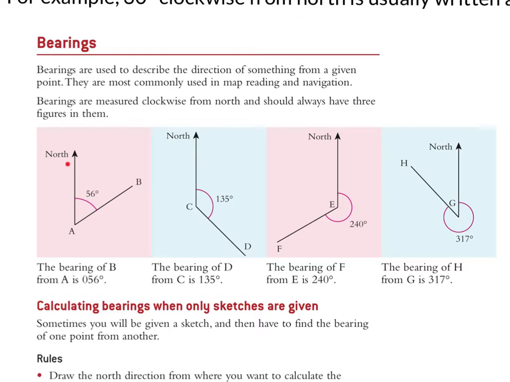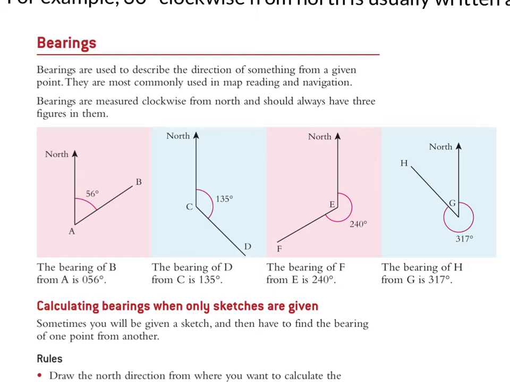So the first one here, the bearing of B from A is 56 degrees. If you look at the language of it there, it says from A, so the angle will be measured at A, and then it always starts off at north. So there's your A, there's your north drawn in, and you turn 56 degrees, and then you'd be facing B.